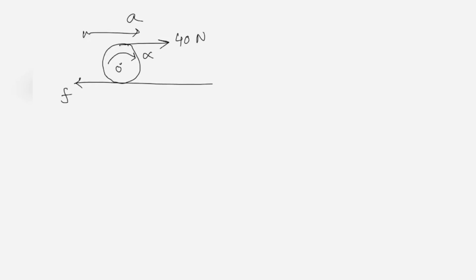about O. Now for the translational part, the equation will be 40 minus F equals m a. For pure rolling motion, A is what? A is R alpha, so m r alpha. This is the first equation.